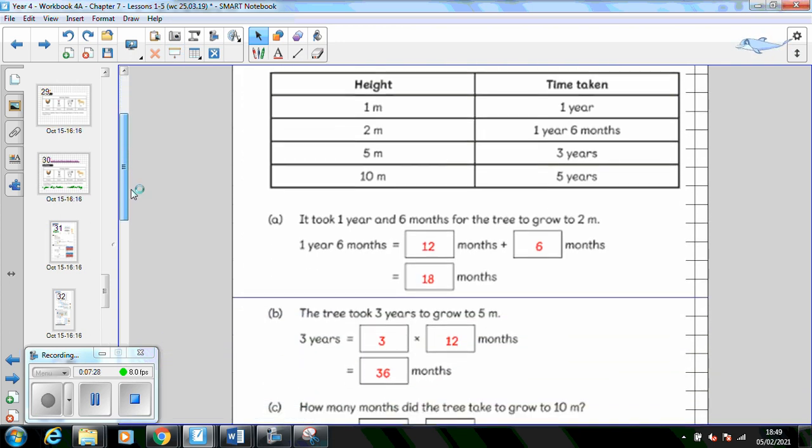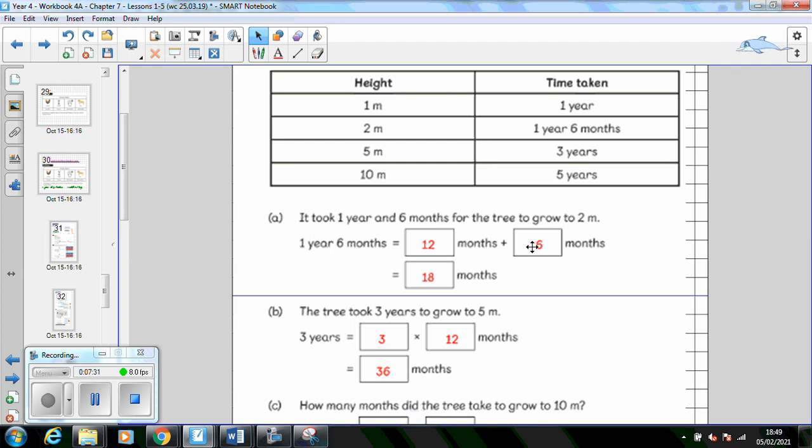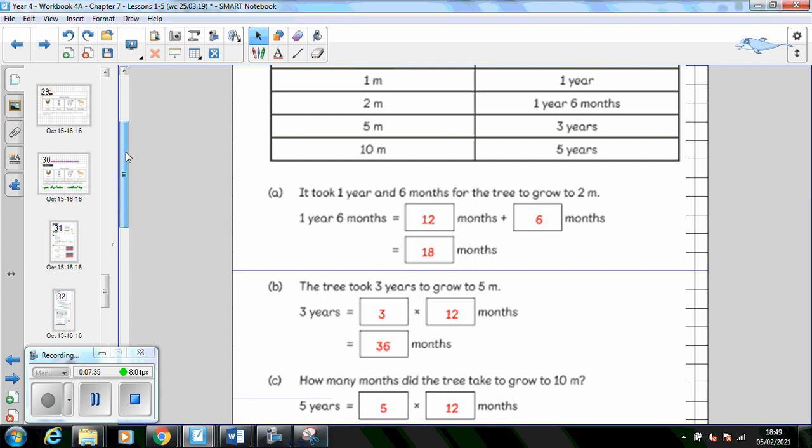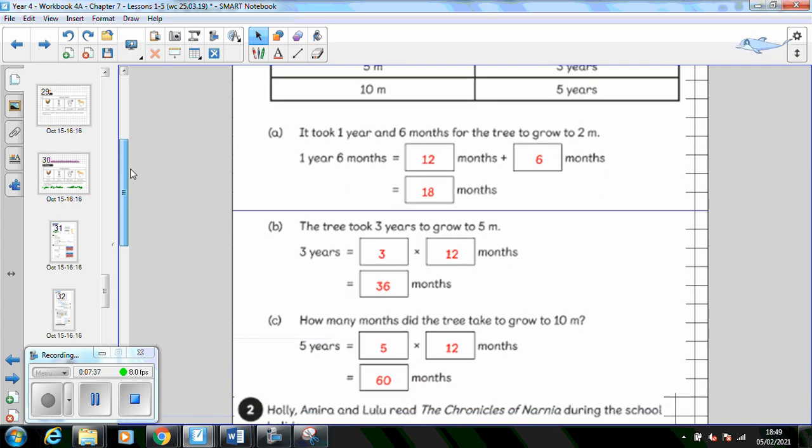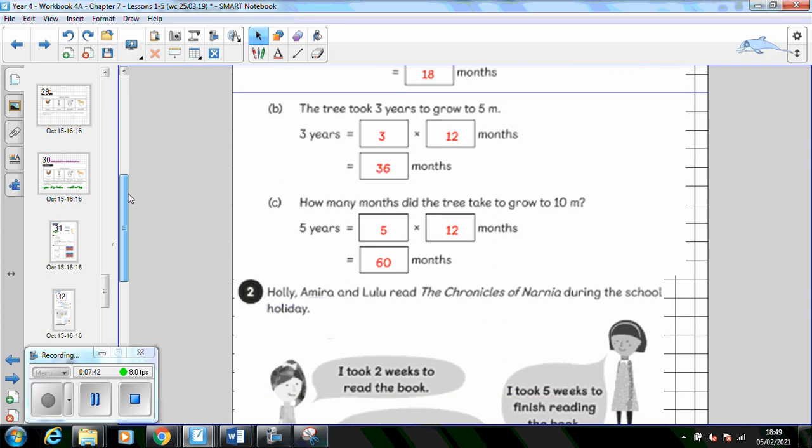One year is 12 months. Add 6 more months gives us 18 months. Okay, answers for question 2.